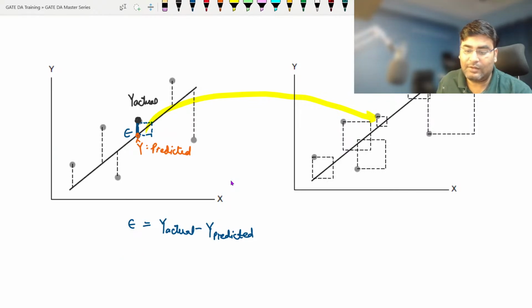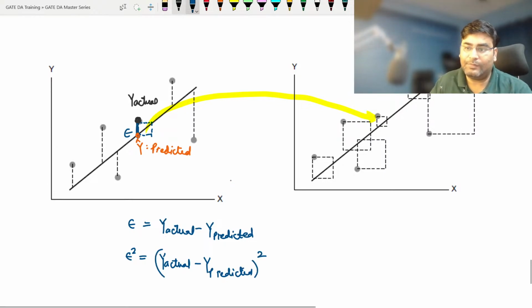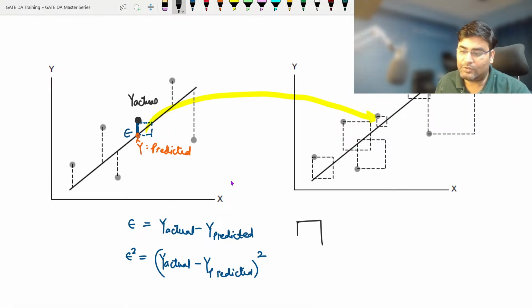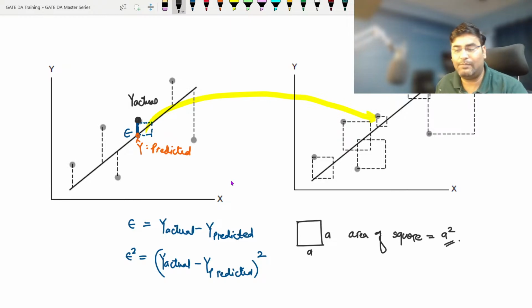So this is your error. Now you will do error square. So it will become what? Y actual minus y predicted, and you're doing the square of this distance. If you take a simple square box, what is the area of a square, guys? Come on, everyone. Area of a square is A square, isn't it? This must have been done in school days, class 9, 10, mensuration, right?